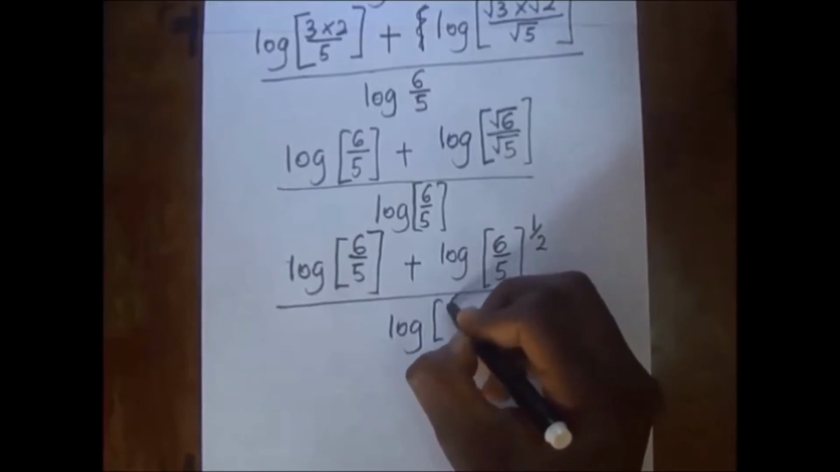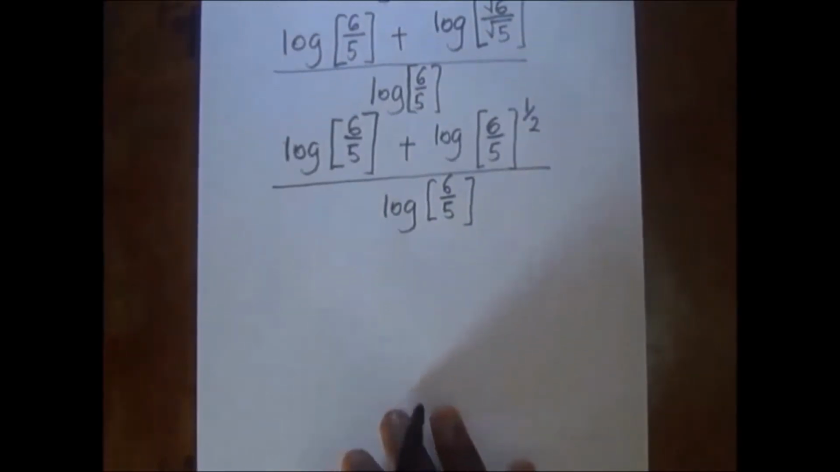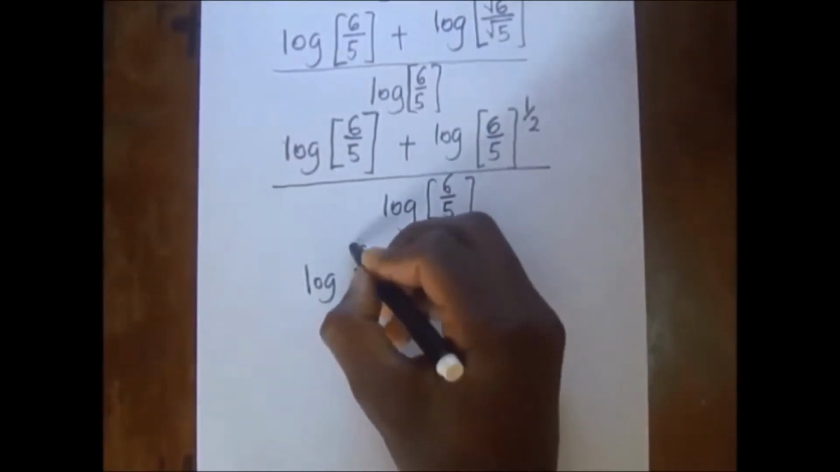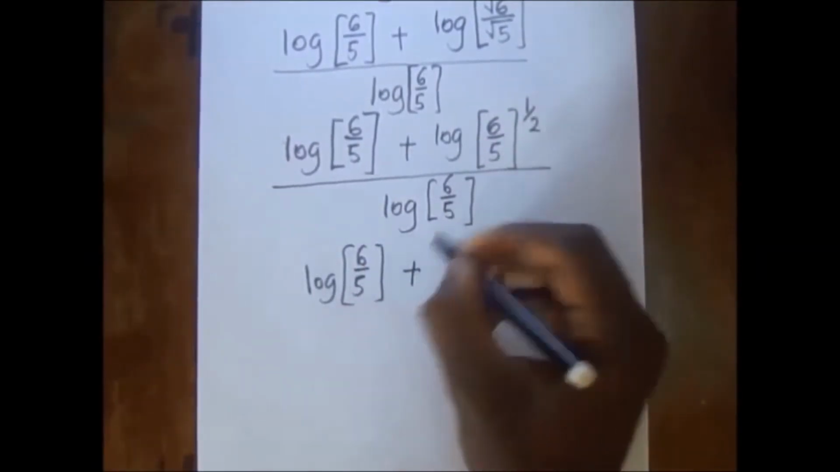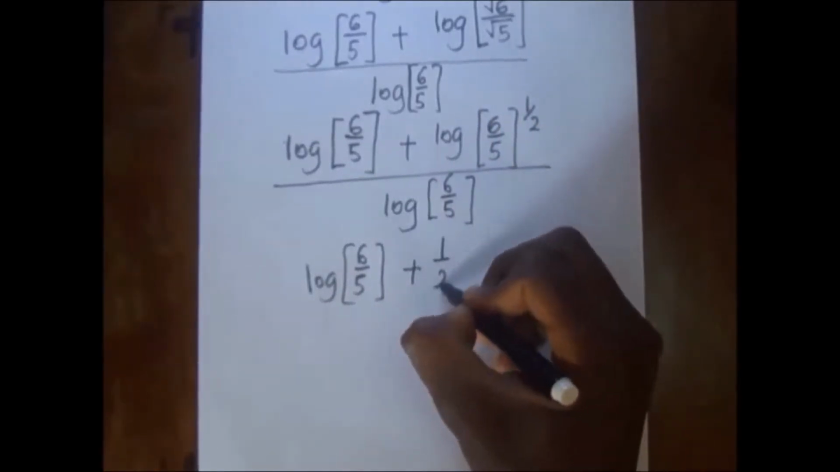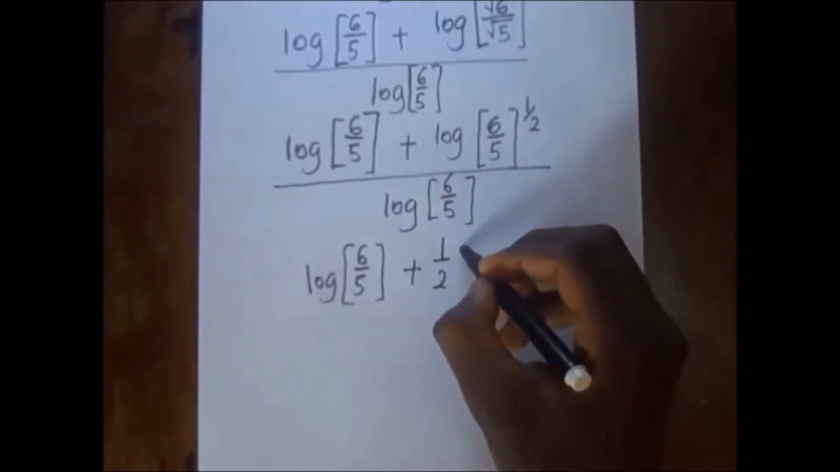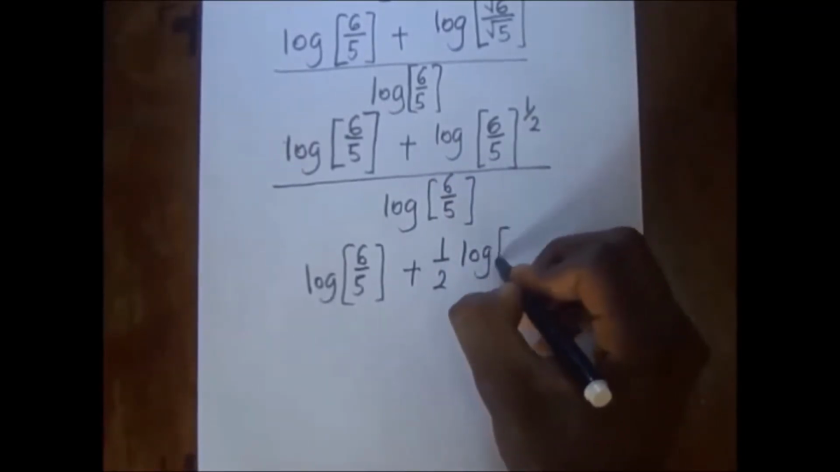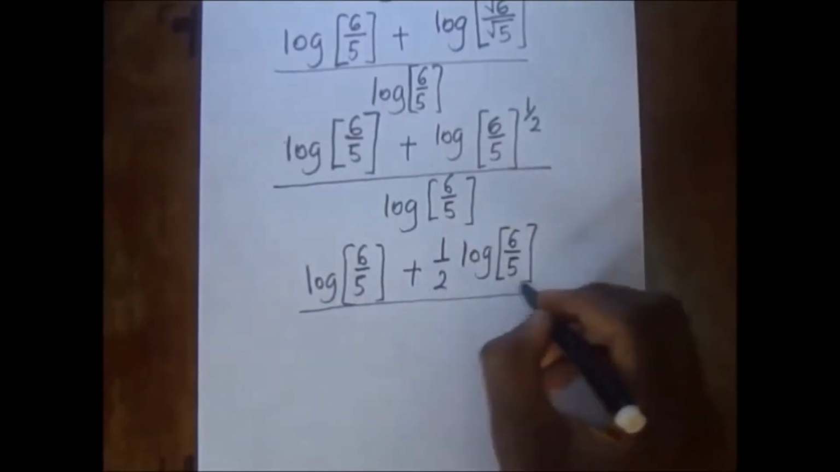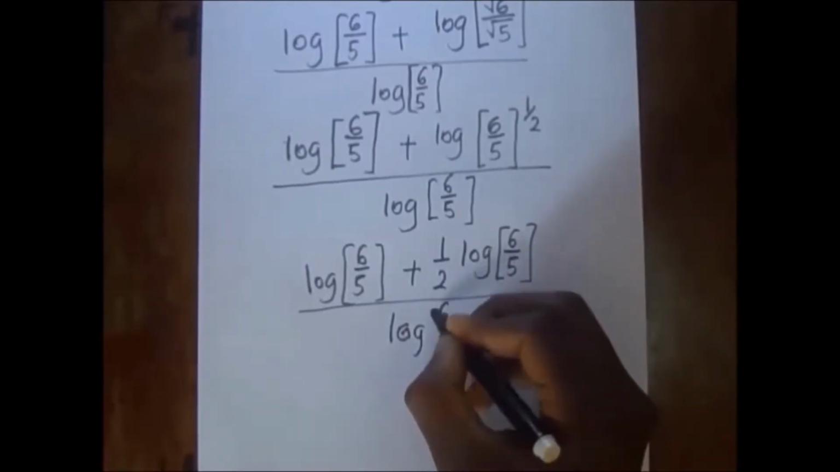log of 6 over 5. So we continue, it's going to become log of 6 over 5 plus this a half, multiplied there, it's going to become a half. From our laws of logarithms, this a half is brought here, times a half log of 6 over 5, divide all that by the logarithm of 6 over 5.